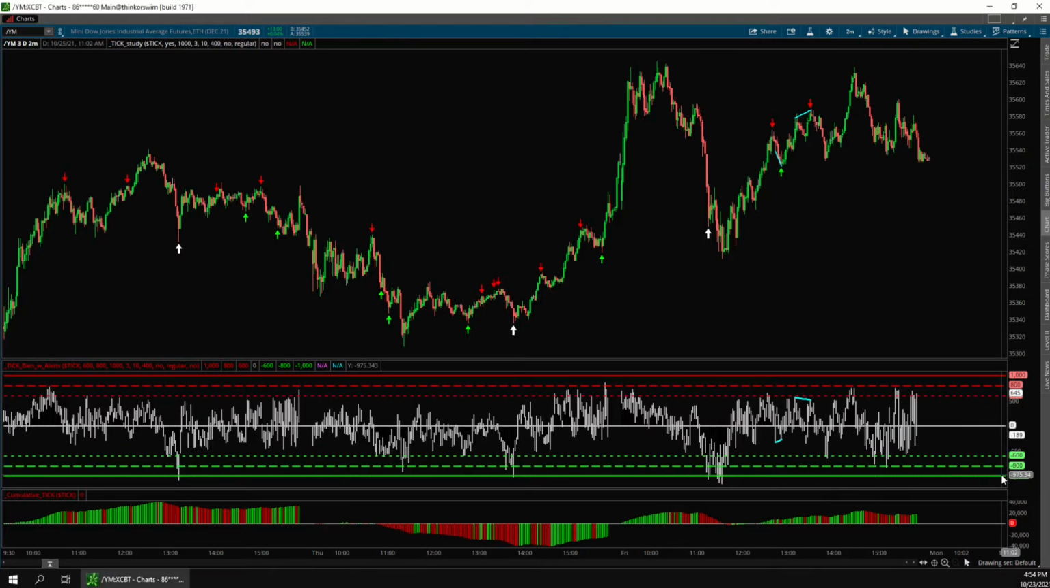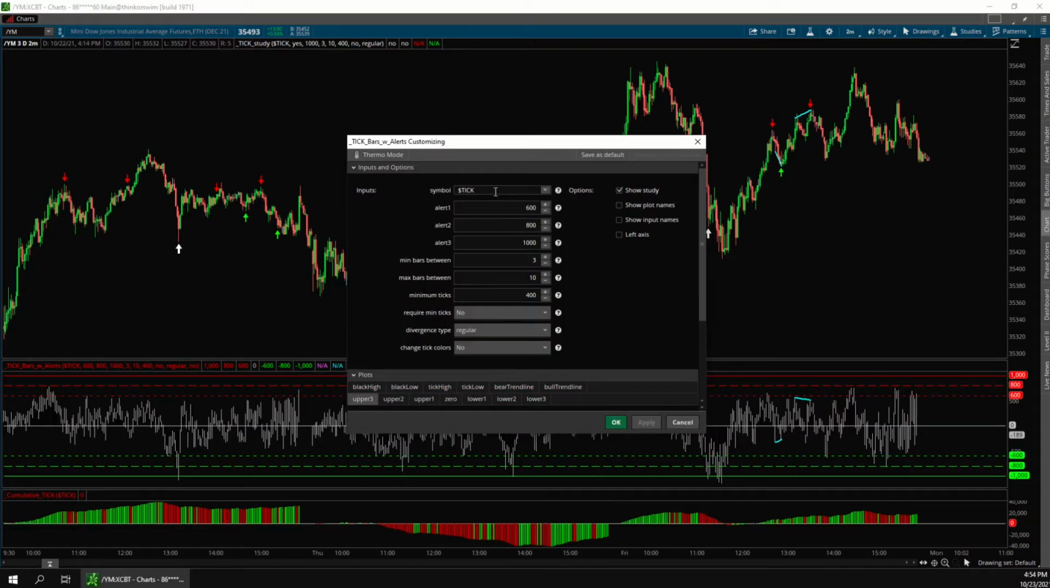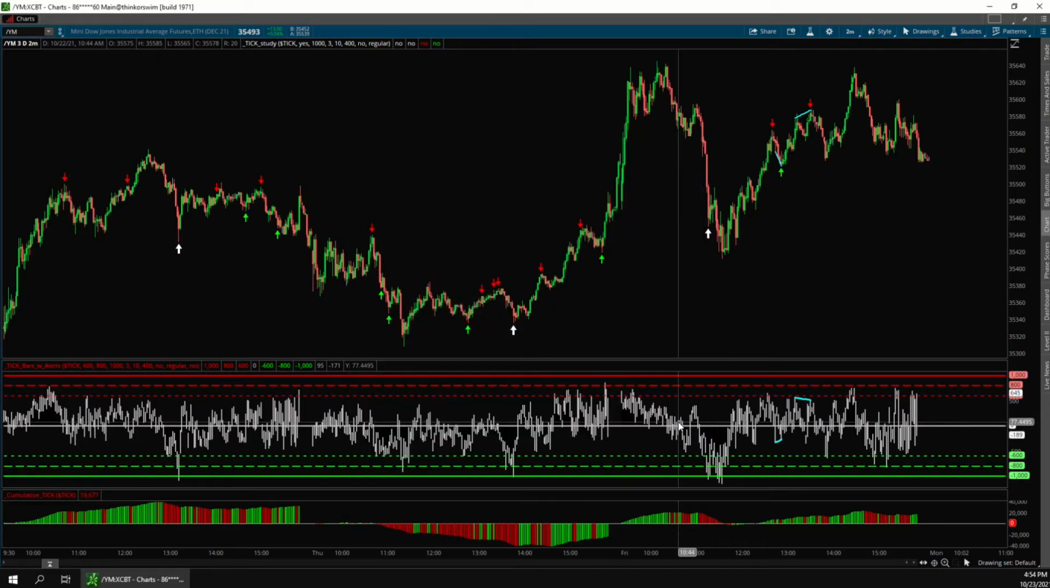So if we go into the indicator settings, you can change what these levels are with these 3 inputs here. And you can also change what symbol you use, if you wanted to use something other than the New York Stock Exchange ticks. So for example, you could use the NASDAQ ticks, or the Dow ticks, or the NASDAQ 100 ticks. So this will basically give you alerts when price reaches any of these levels.